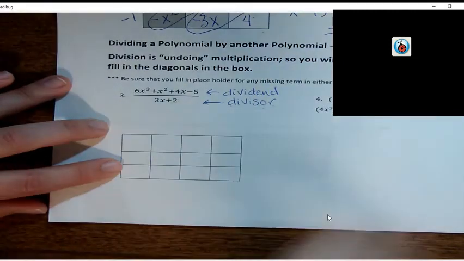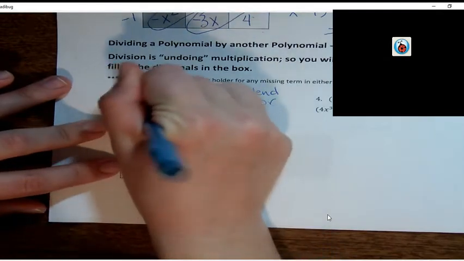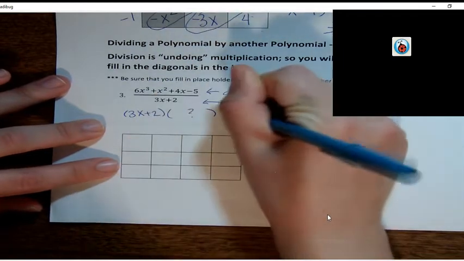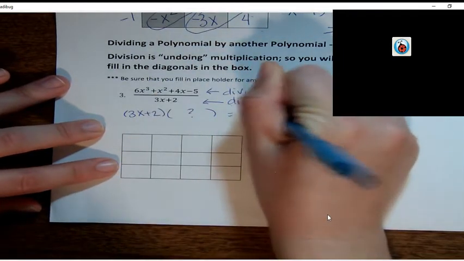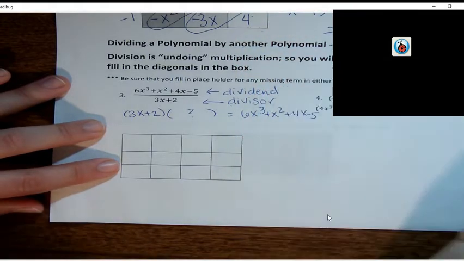Okay, so basically what we're asking is, if I take 3x plus 2, what do I have to multiply it by to get 6x cubed plus x squared plus 4x minus 5? Okay, that's our question.